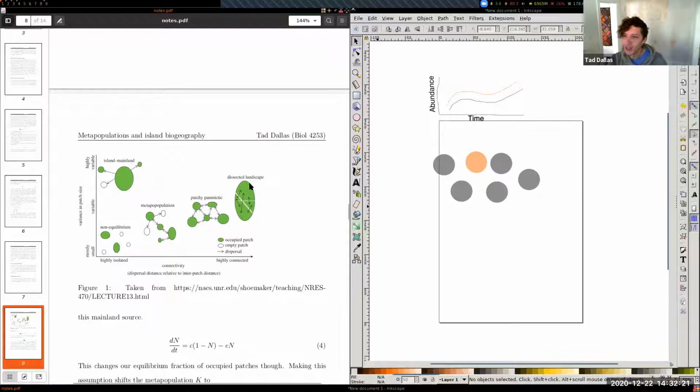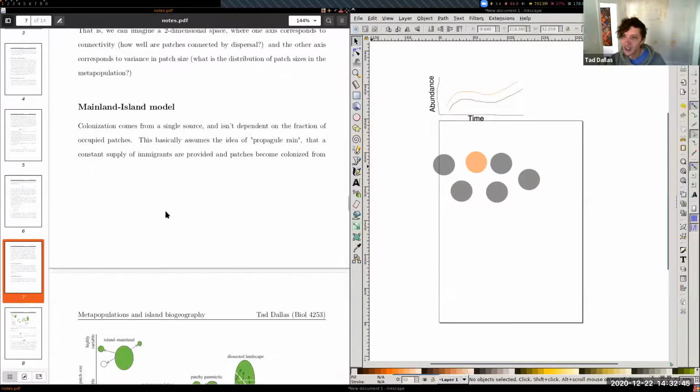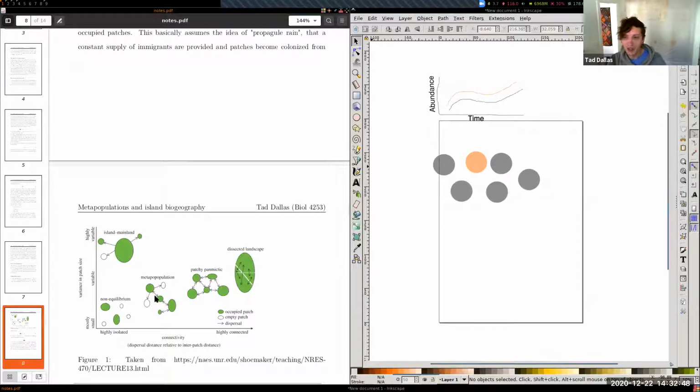The second one is the dissected landscape, where really this is just one big population that has a road running through it, but it's not limiting dispersal, so it's a sort of extreme. These two are not metapopulations in the strictest sense. I make this point in the notes, but I would argue that the only two true, quote unquote, metapopulations are the classic metapopulation and the mainland-island metapopulation. I'm not even sure if people consider that a metapopulation, but for the sake of this class, let's go ahead and consider the classic metapopulation and the mainland-island metapopulations.